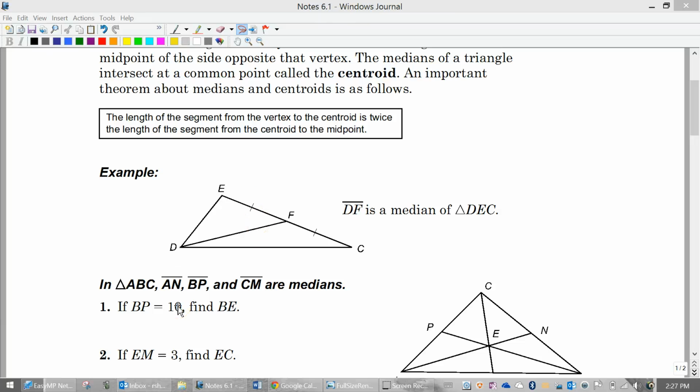Okay, so what I want you guys to do, go ahead and read the top of this page. Go ahead and read the top to familiarize yourself with the terminology. Top of the front of the piece of paper.